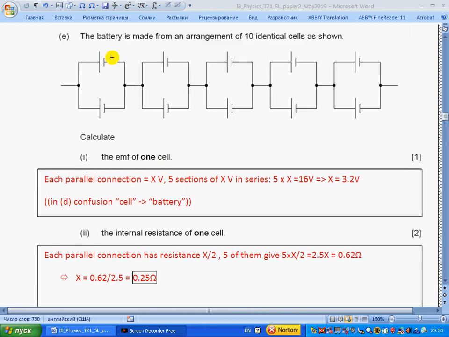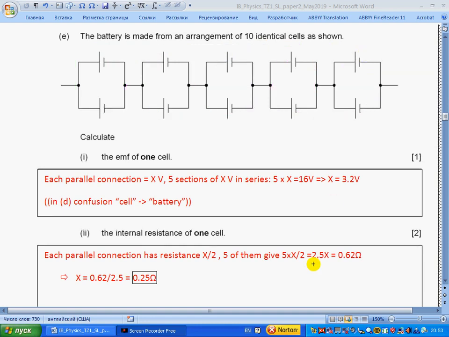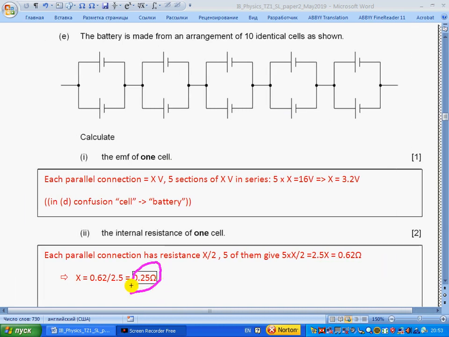Internal resistance on one cell. So if we call the internal resistance of one cell X, then the internal resistance of this section will be X over 2, and we have 5 sections connected in series, so X over 2 multiplied by 5, so we have 2.5X, which is equal to the internal resistance of the battery. So finding X, we get the value 0.25 ohm.